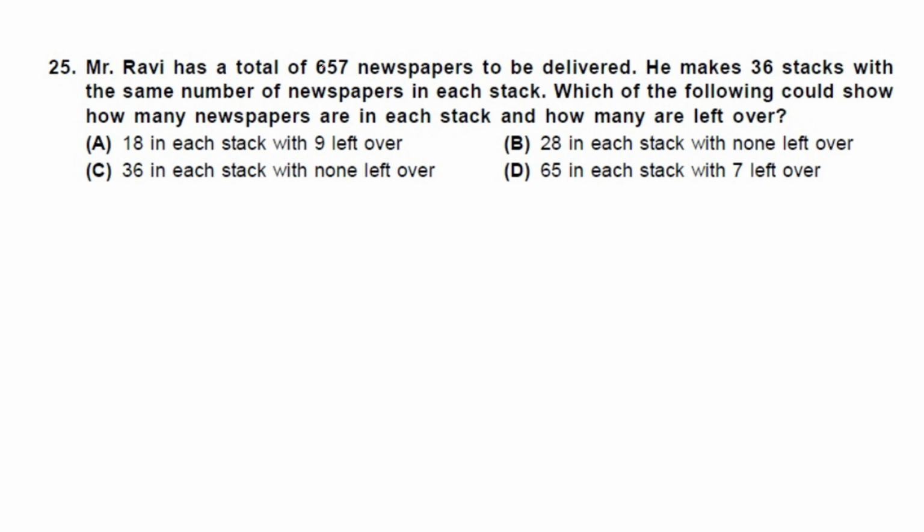Let's go to the next and final question in our paper. Mr. Ravi has a total of 657 newspapers to be delivered. He makes 36 stacks with the same number of newspapers in each stack. Which of the following could show how many newspapers are there in each stack and how many are left over? Your time starts now.